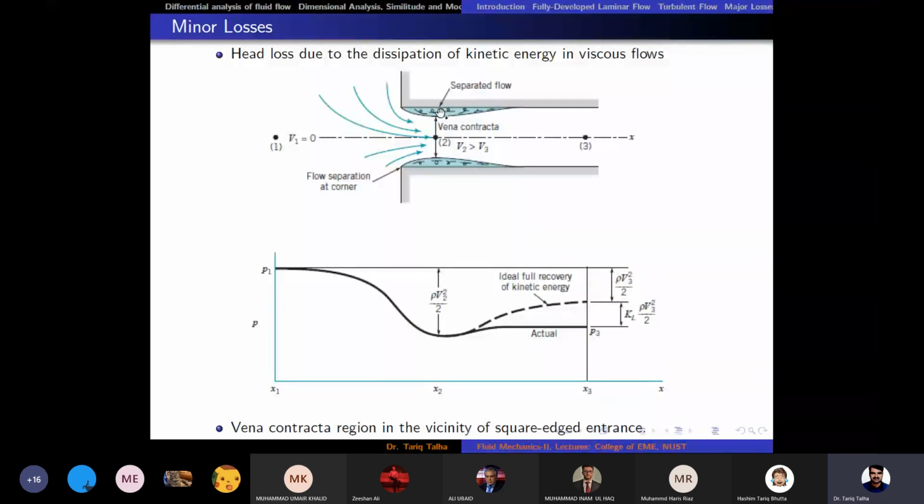So that is what the figure is showing on the bottom half of this slide. It shows the pressure variation: the static pressure is maximum at the beginning, but it becomes very low at location 2, because at location 2 the velocity is maximum.